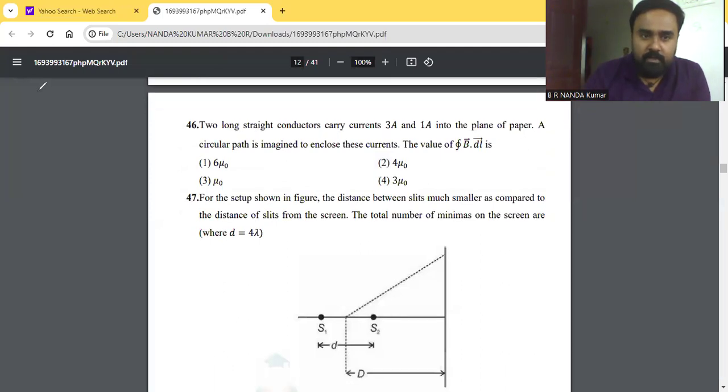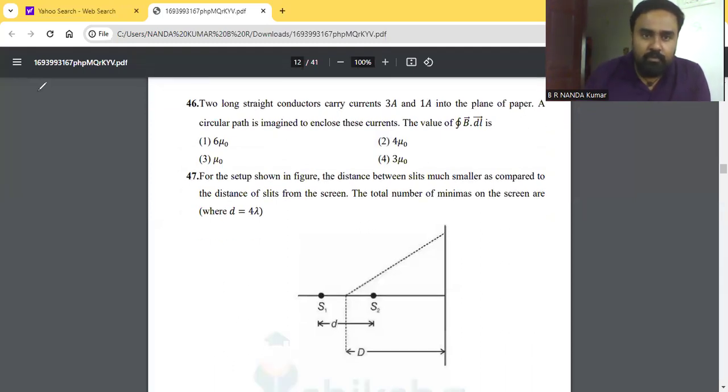Look, question number 46. Two long straight conductors carry currents 3 ampere and 1 ampere into the plane of paper. A circular path is imagined to enclose these currents. The value of integration of B vector dot dl vector.